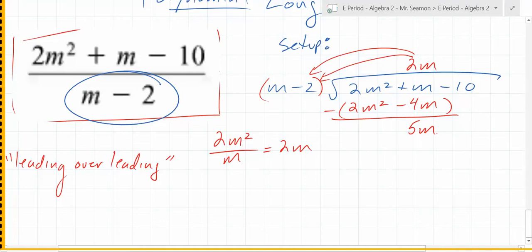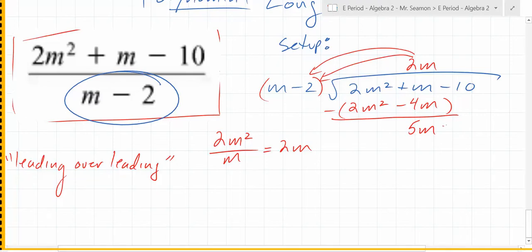Kids, I'm going to break this down into really small pieces. Please follow the small pieces. What is m minus negative 4m? 5m. What's 2m squared minus 2m squared? 0. Okay, so after we had this number, what did we do next? You told me. What do we bring down this time? The negative 10.